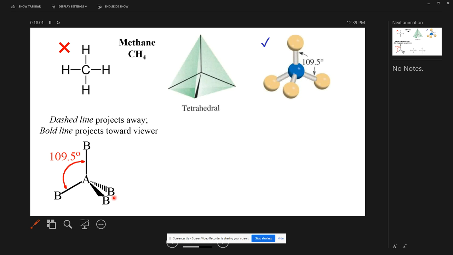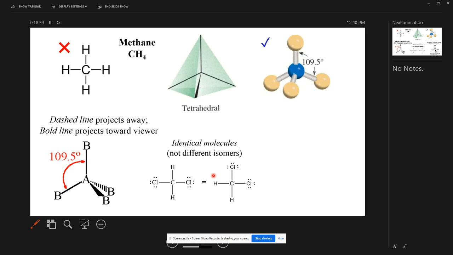Sometimes you'll see these bold lines and dashed lines. What it's trying to show is a 3-dimensional shape where the bold line is coming out towards you and the dashed line is going away. Even though it looks like these bond angles are all different, they're all 109.5. This also gives rise to certain things. Here we have dichloromethane. If you look at these 2 structures, they look different: here they're side by side and here they're on opposite sides. But if you were to actually mess around with the models, you would find they're the same thing.